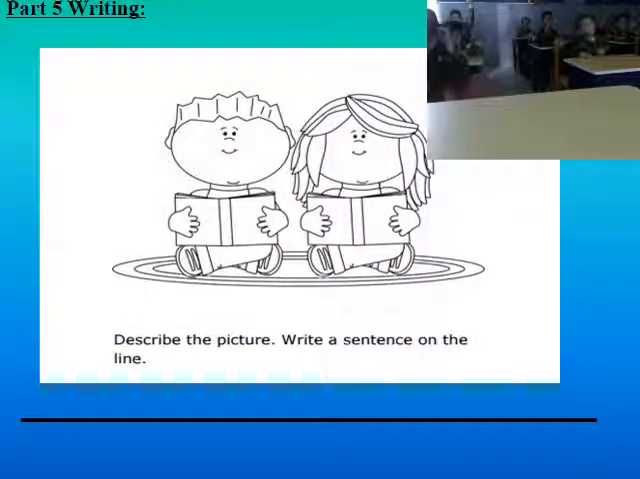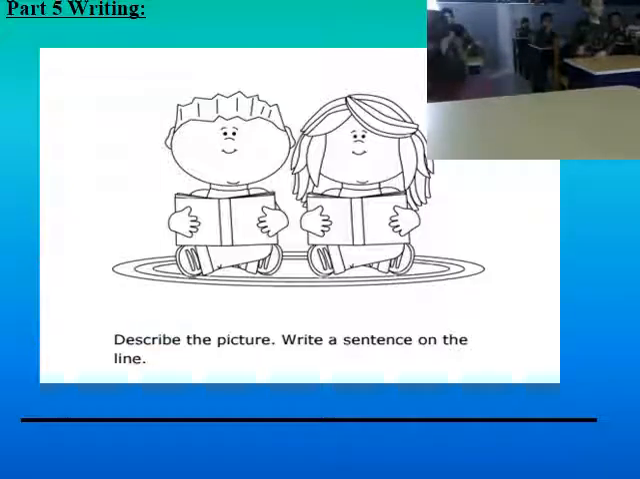Writing. Now we're going to describe the picture. We're going to write a sentence describing the picture. What's going on in this picture? Who can tell me? Raise your hands. Let me see. I'm going to pick somebody. We have Muhammad Salhab raising his hand. What are they doing?